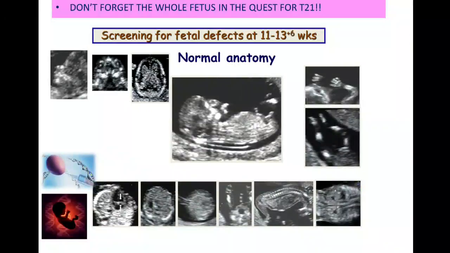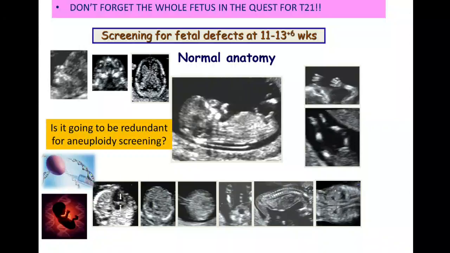But don't forget the whole fetus in the quest for just trisomy 21. So what is important is you should not think that your first trimester scan becomes redundant once you've started using NIPT for primary screening of trisomy 21, because a routine anomaly scan, a scan to check whether the baby is growing well or not, is extremely important in the first trimester.